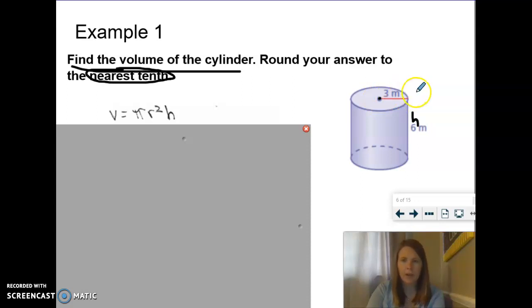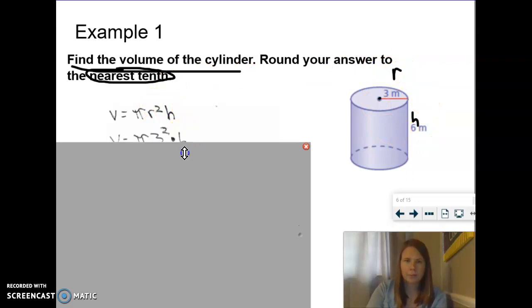Probably thinking in your head what it is. This one is your radius. Remember, radius is always smaller, okay? It's only going to be from the center to the outside. Your diameter is when you're going to see it completely across the circle. Okay? So with that given information, I can start plugging things into my formula here.